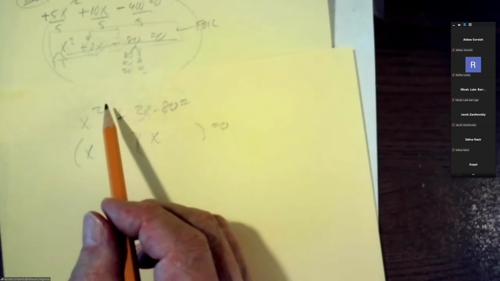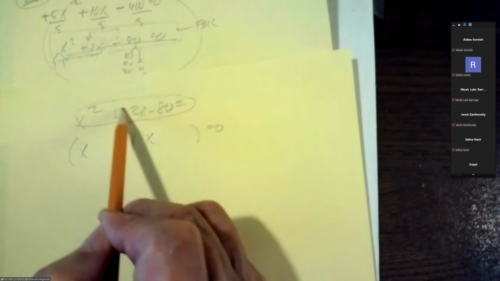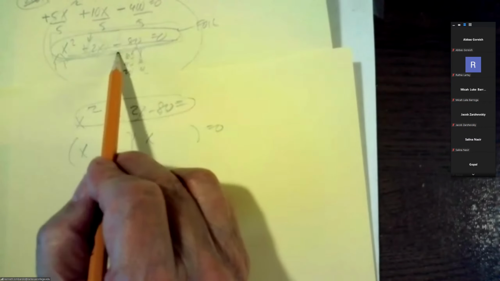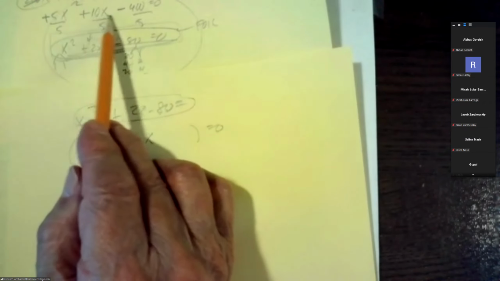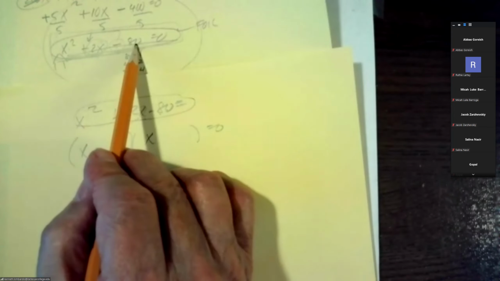Well, let's see here. I think this is correct. That's this x plus, that's this. We got down to here. We had 5x squared, 10x, 400 divided through by 5. We got x squared plus 2x minus 80.